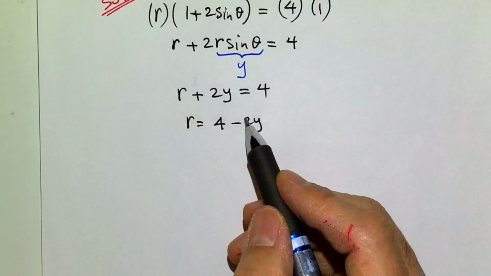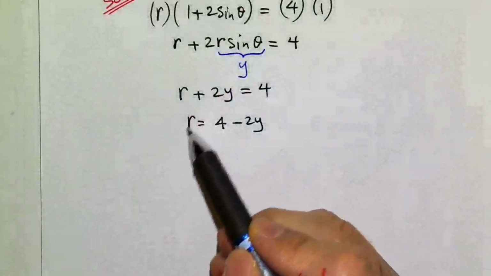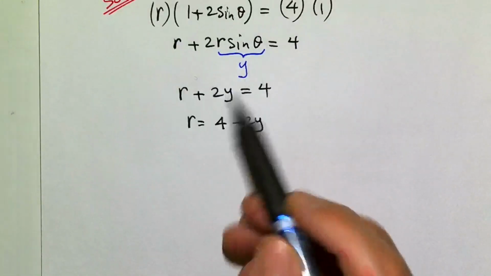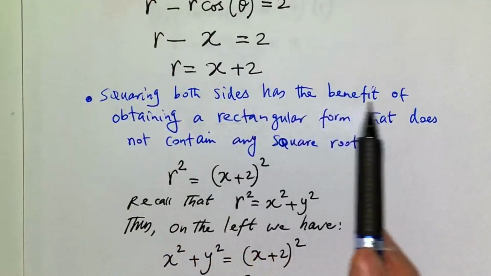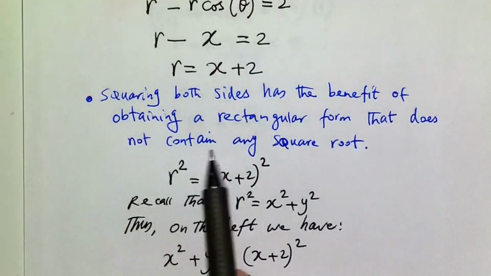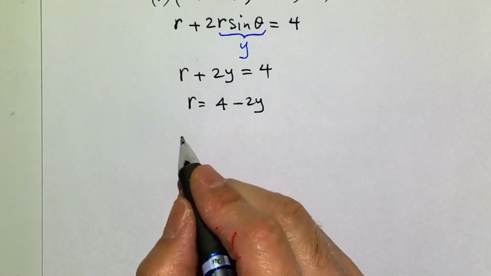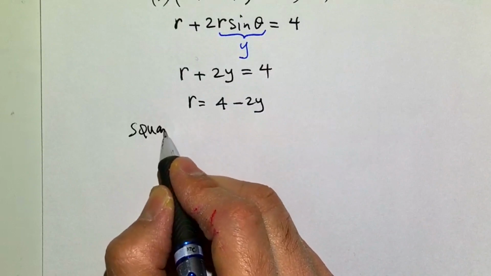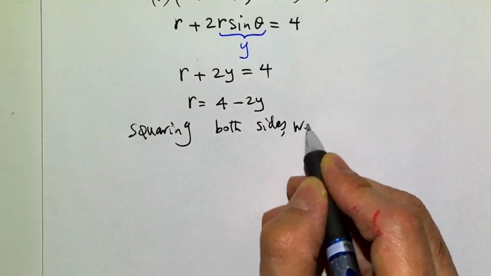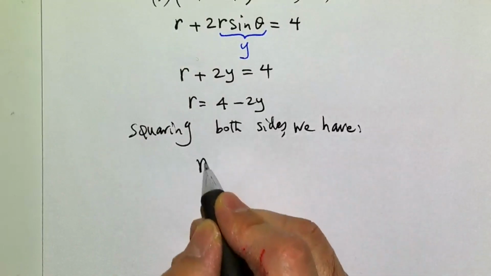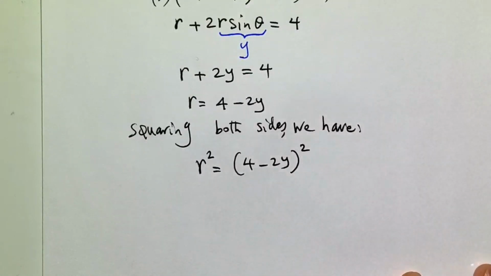right? And then just like the previous example, you can substitute for r with the square root of x squared plus y squared, but you end up with a square root in your equation. So squaring both sides has the benefit of obtaining a rectangular form that does not contain any square root. So let's do that. Let's square both sides here. So squaring both sides, we have r squared equals 4 minus 2y squared, right?